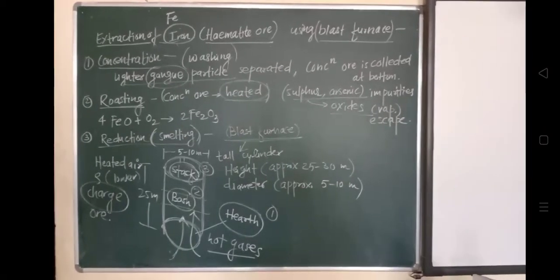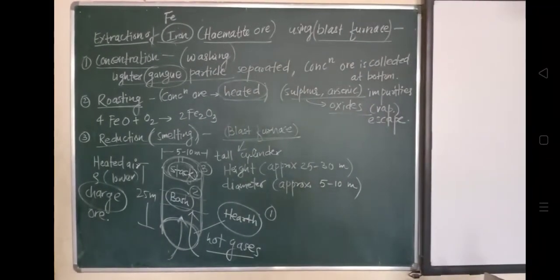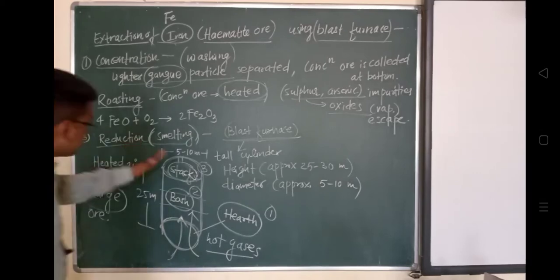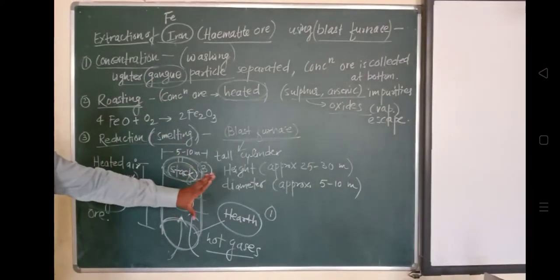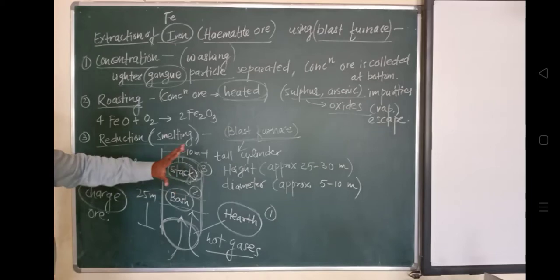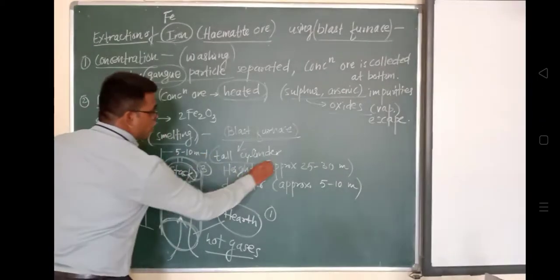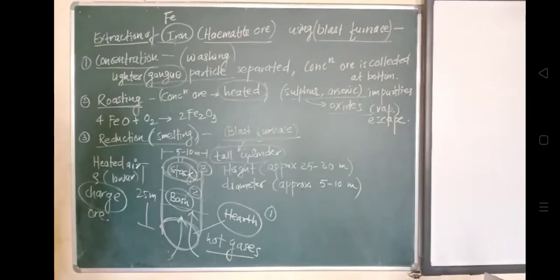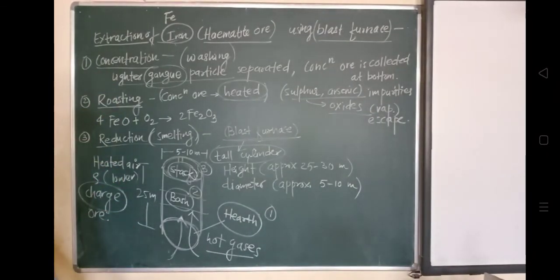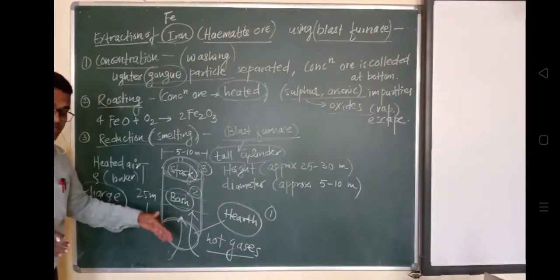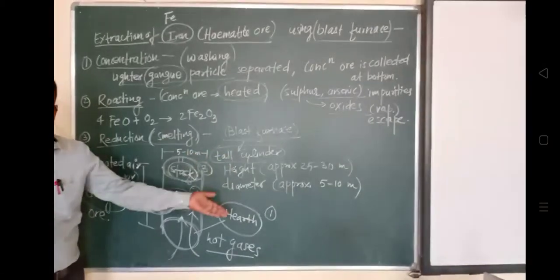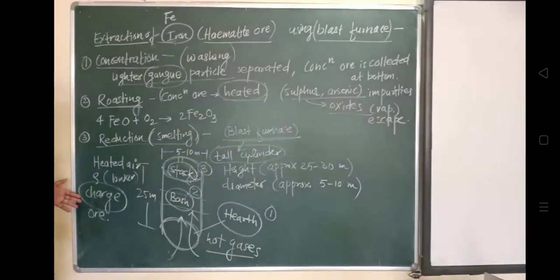What is the main function of this blast furnace? The charge, or we will say the roasted ore, will be put or poured here in this blast furnace. Something which we are putting in the burning section is called a charge. Remember this: from a chemistry point of view, something which is kept for burning in any combustion chamber is called a charge. So the charge contains ore and limestone.